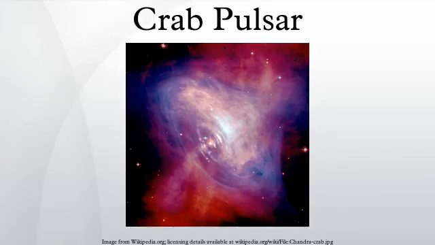The Crab Pulsar is a relatively young neutron star. The star is the central star in the Crab Nebula, a remnant of the supernova SN 1054, which was widely observed on Earth in the year 1054. Discovered in 1968, the pulsar was the first to be connected with a supernova remnant.